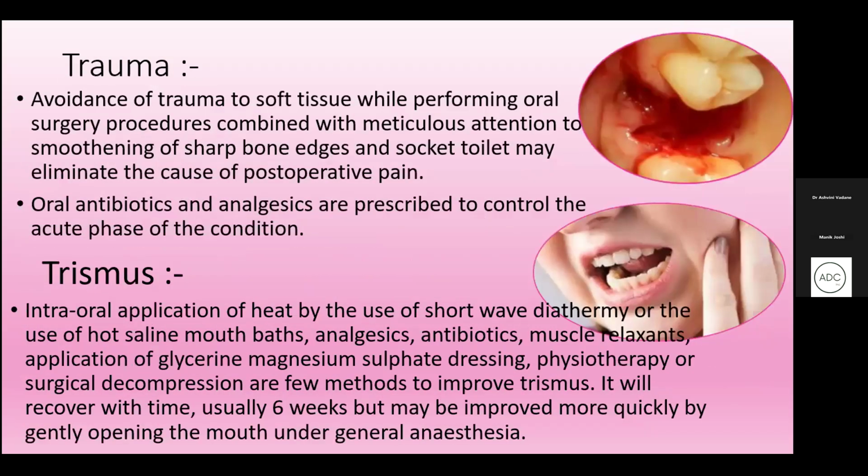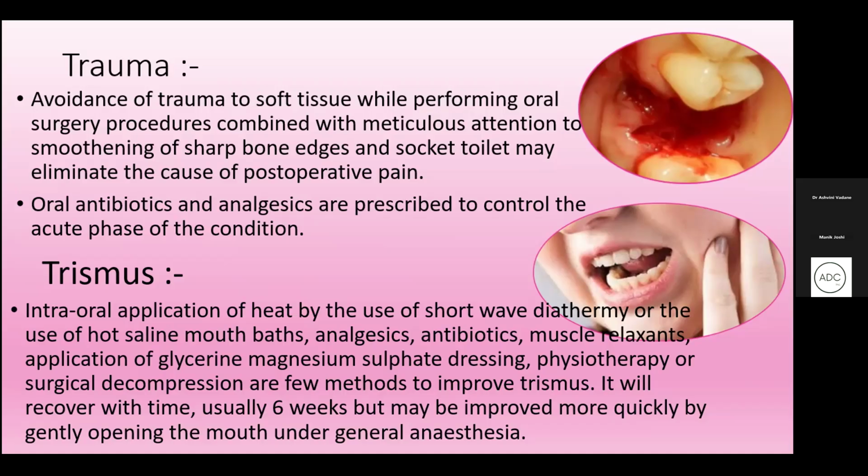Then trauma, we have already discussed. Avoidance of trauma to soft tissue while performing oral surgery procedures, combined with meticulous attention to the smoothing of sharp bone edges and socket toilet, may eliminate the cause of the post-operative pain. Oral antibiotics and analgesics are prescribed to control the acute phase of the condition.